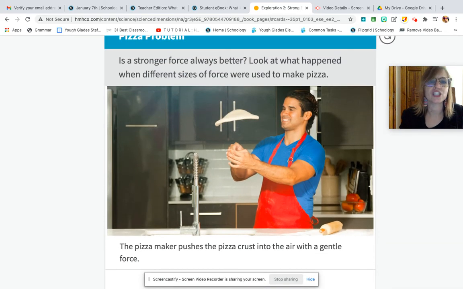Now, here, the pizza maker pushes the pizza crust into the air with a gentle force. Oh, he looks pretty satisfied about that. What do you think is happening?